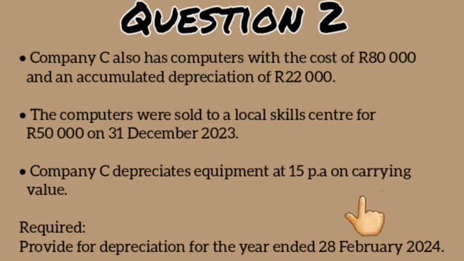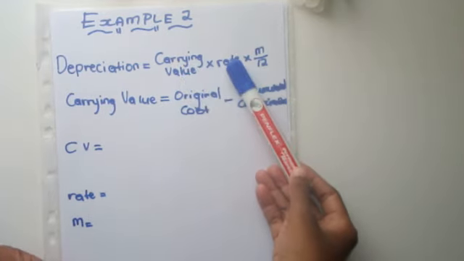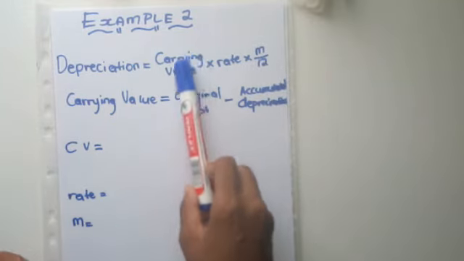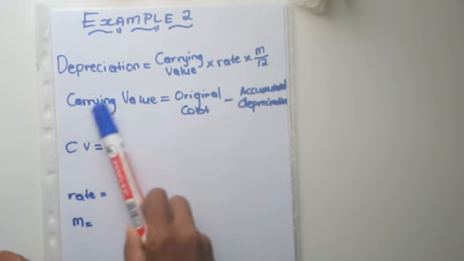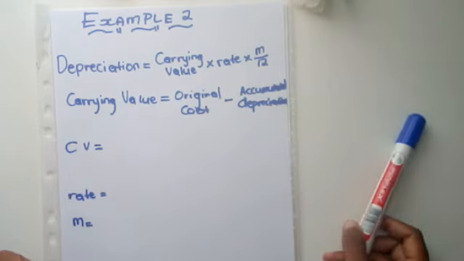So it is clear to see that in this question we are using the carrying value method, because they say equipment is depreciated at 15% on carrying value. So now we are going to look into the formula for depreciation using the carrying value method. Depreciation is equal to carrying value multiplied by rate multiplied by m over 12. Now we have already said that carrying value has a formula, and the formula is original cost minus accumulated depreciation.